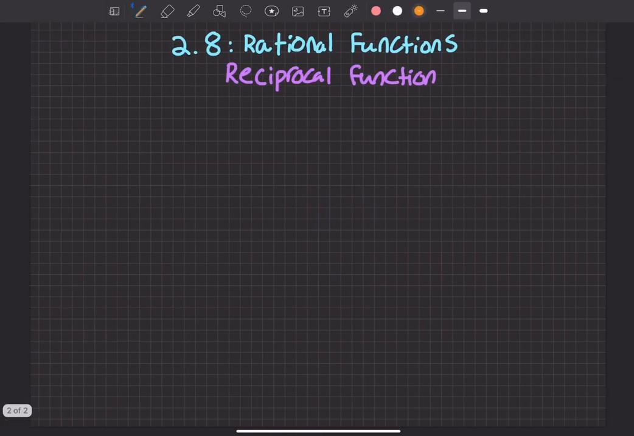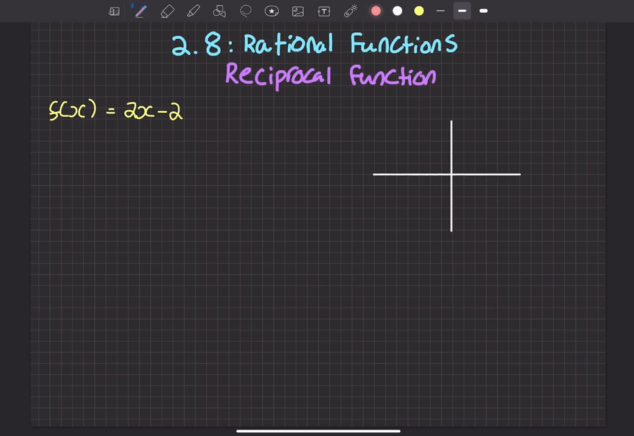Okay, so next we'll move on to our reciprocal functions. And for this, we'll just have a normal function first, so f of x, and we'll make this 2x minus 2, for example. Okay, so let's graph this function here. Let's draw a graph.